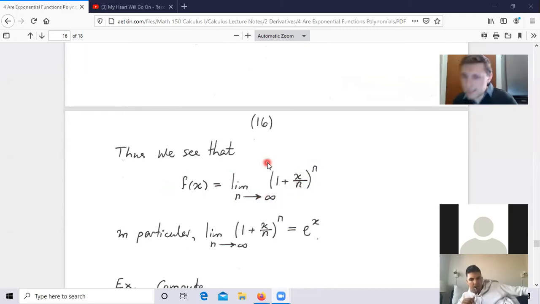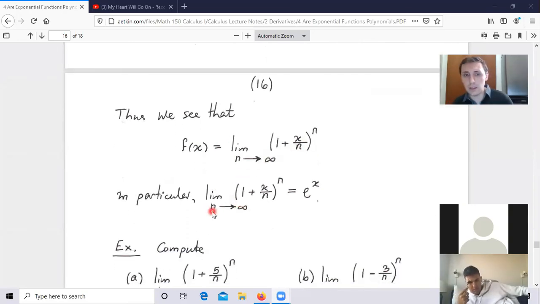Do you see that? This is not a completely rigorous proof, but it's very, very illuminating. And here is what we just verified, that the limit as n goes to infinity of one plus x over n to the power of n is e to the x. You understand?